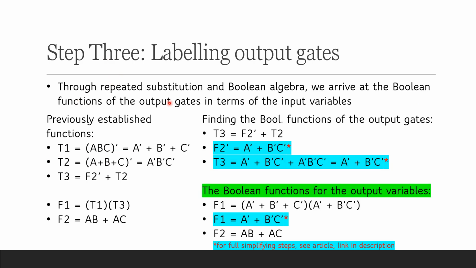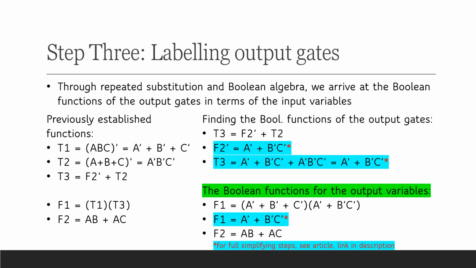After repeated substitution and Boolean algebra, we arrive at the Boolean functions of the output gates in terms of the input variables. I put the final result of simplifying the functions using Boolean algebra in this video, but if you would like to see all the steps that went into the results, take a look at the article on my website. The link is in the description of the video.